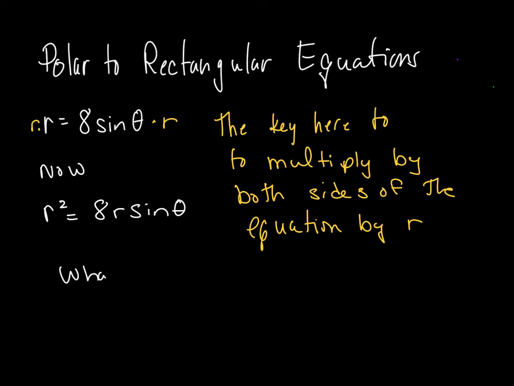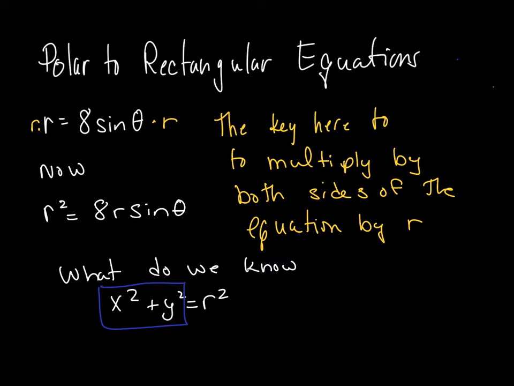Now this is key because we know that r squared is equal to x squared plus y squared. And now we use substitution to go ahead and plug that back in. Wherever we have r squared, we replace it with x squared plus y squared. And we also know that y is equal to r sine of theta.